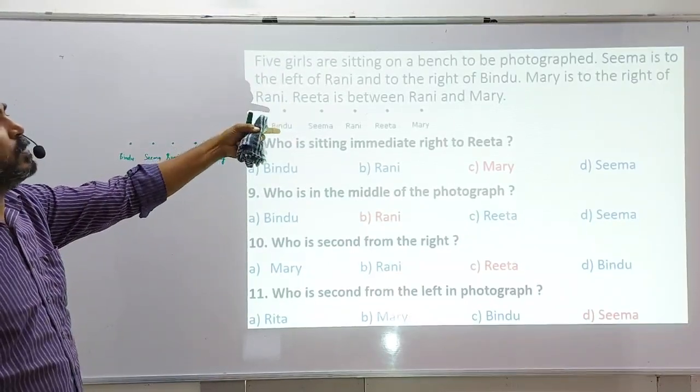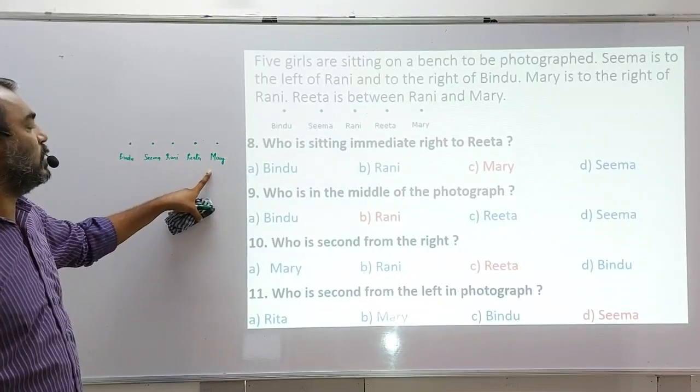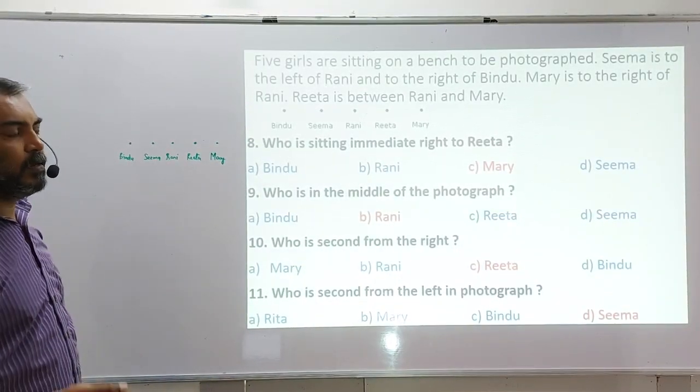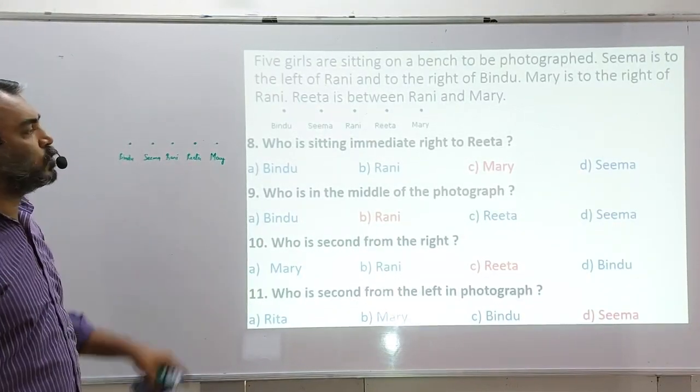So again you see what happened to the instructions. It is written Mary is to the right of Rani. Right could be here also, but it is not said immediate right or sitting next. Just said to the right. So we move to the right.